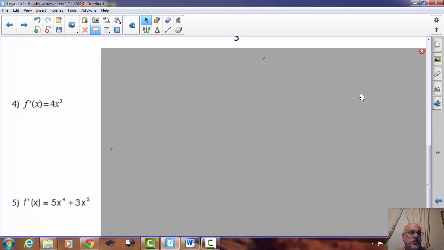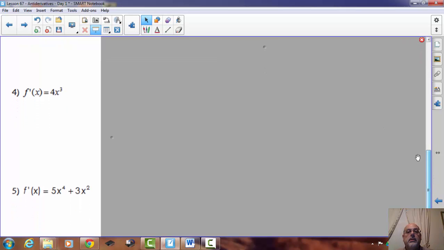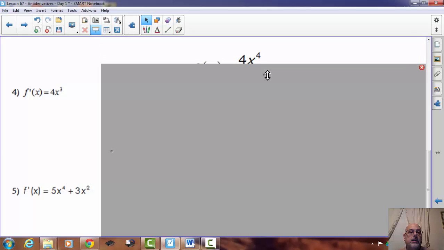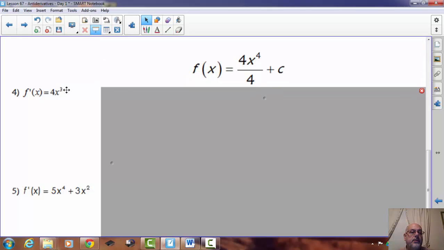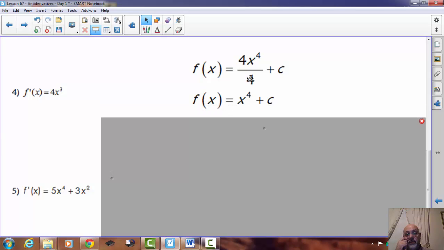Hopefully everybody paused the screencast and tried that one on their own. So let's take a look. The exponent of 3 becomes a 4, dividing by 4. When we clean this up, 4 over 4 is 1. So the original function here was x to the 4th plus 6.